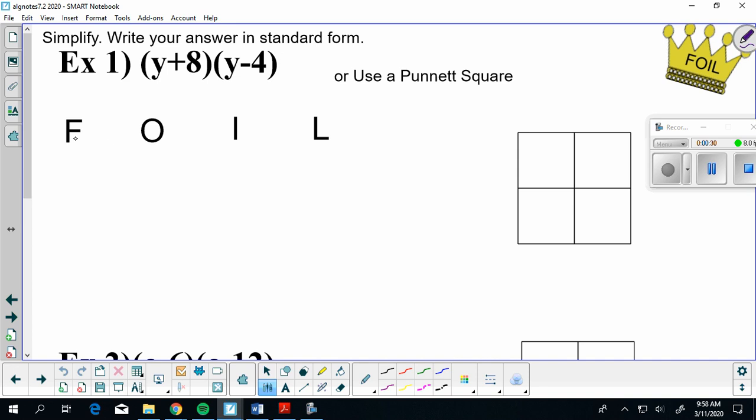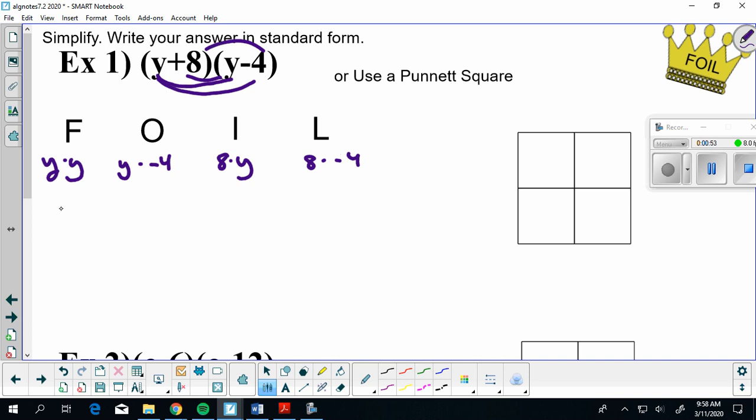So when I FOIL, I multiply y times y. Those are both of the first or front terms. The outside is y times -4. The inside is 8 times y. And the last is 8 times -4. Now these steps I don't usually write out. I'm just showing you what I'm doing.